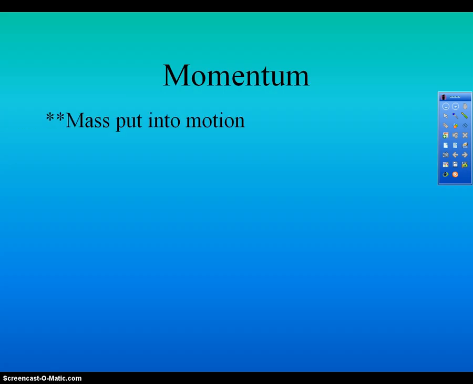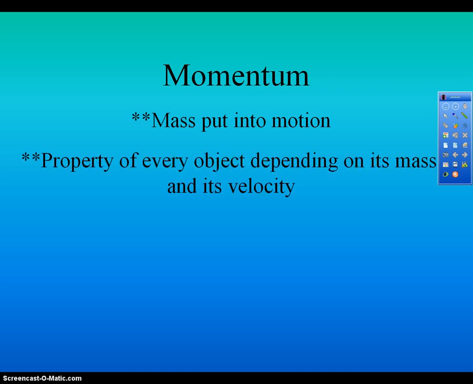Momentum is whenever you take a mass and put it into motion, we say that that object has momentum. And it's a property that every object has. It depends on its mass, and it also depends on how fast it's moving, its velocity. So objects that are really massive, or objects that are moving very fast, we would say they have a lot of momentum. Things that are small and slow moving are not going to have very much momentum at all.